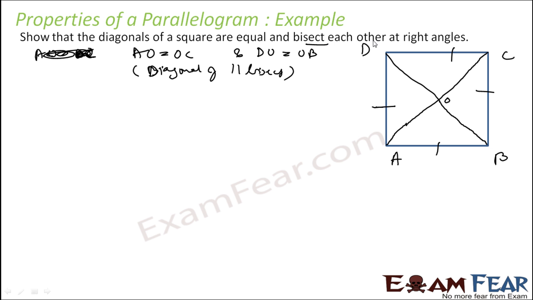Now we have to prove that the diagonals are equal. That is, AC is equal to BD, and angle DOC is 90 degrees. That is what we have to prove. Right? AC is equal to BD. Both are the same, and this angle is 90 degrees. That is what we have to prove.